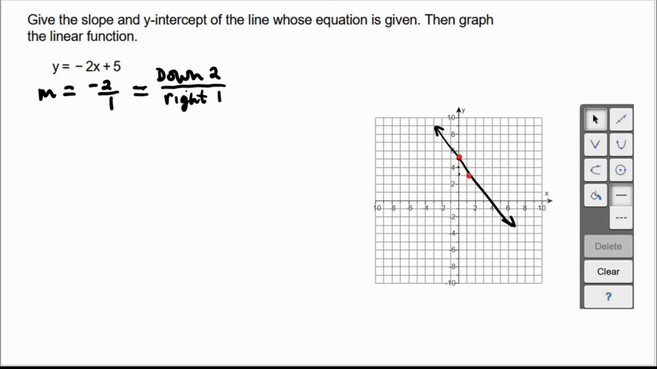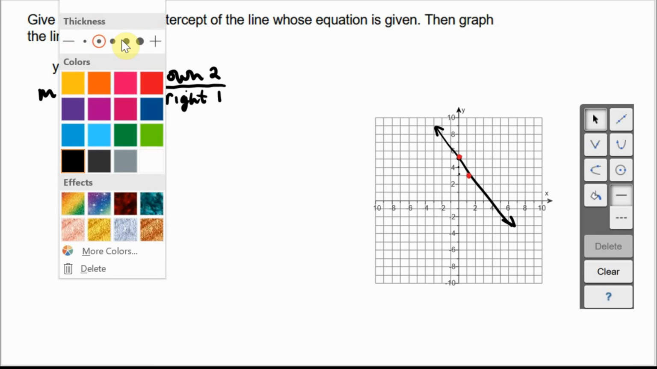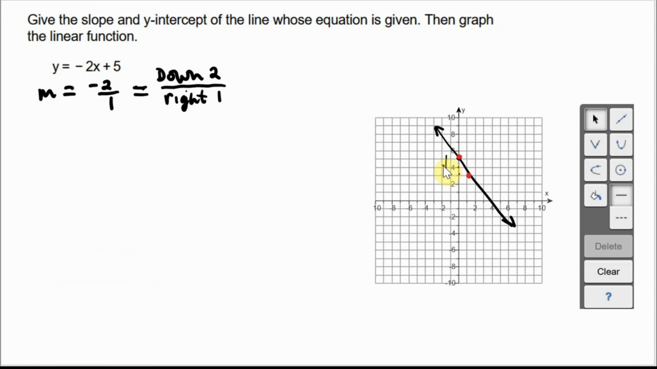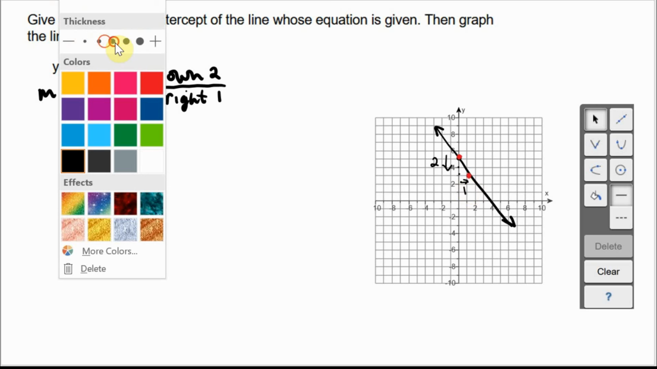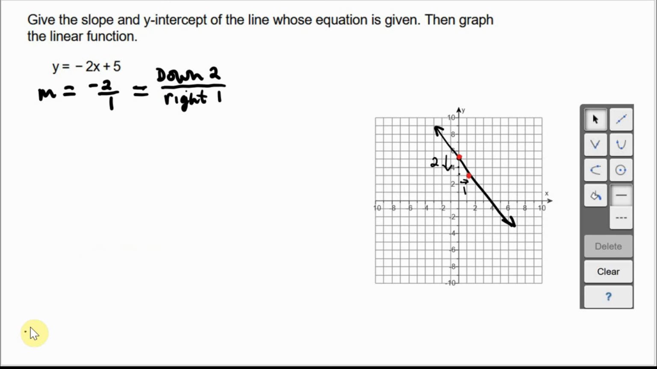So this idea of the slope, again, see, I went down 2, went over 1. All right. That's it.